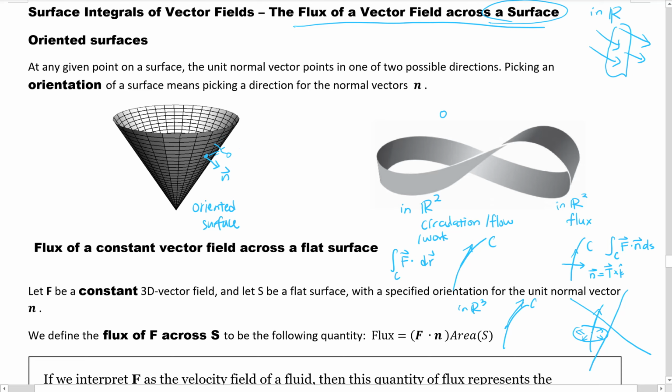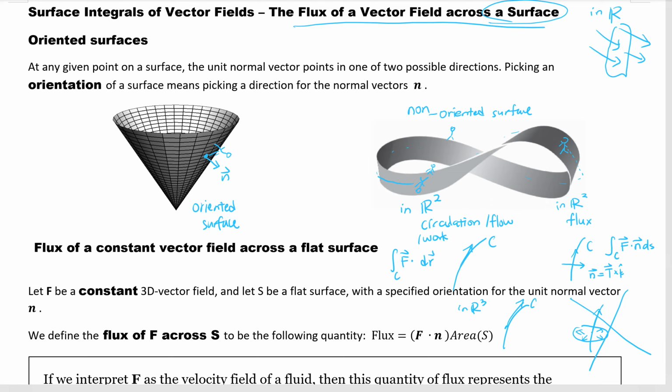But this example is a non-oriented surface. Why is that? Imagine you're standing here, and when you go around, you are at the back of the strip. Then you go around again, and now you're on top here, and you go around, and you're at the back of this side. So it's like your orientation flips. So this is a non-oriented surface.